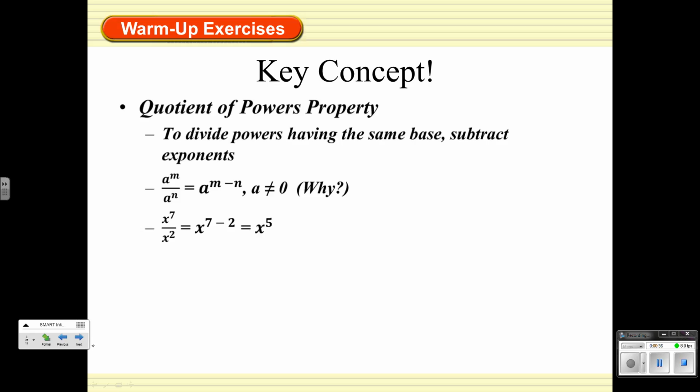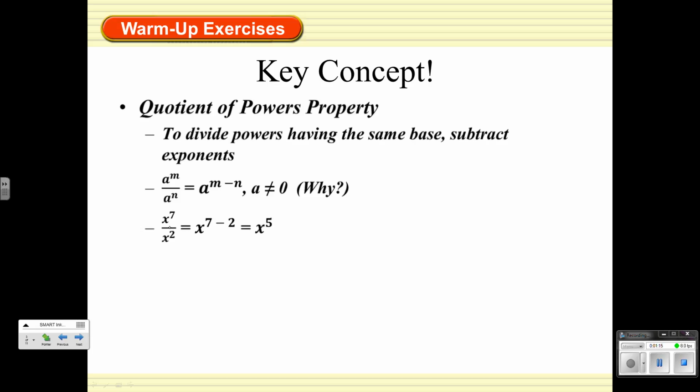Just like the last lesson, we did the product of powers property. And when we were multiplying powers that had the same base, we would add the exponents. Well, division is the opposite of multiplication. So guess what? Instead of adding exponents, we're going to subtract them. However, I want to point out that we always take the numerator's exponent and subtract the denominator's exponent from it. So our base here is a, that stays the same, and we take our numerator's exponent minus the denominator's exponent. A cannot equal 0 because we can't have 0 in the denominator.